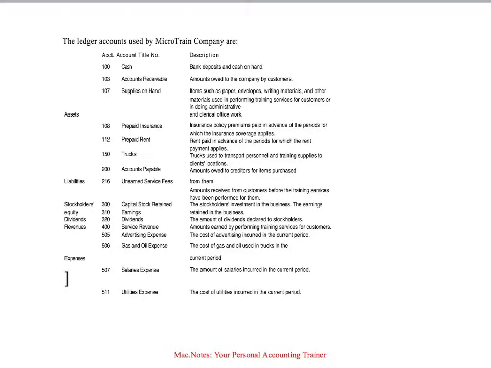Here is an example. As you can see, the asset accounts all were 100 up to here. Then we have the liability accounts, 200, the equity accounts, then the service revenue accounts, and the expense accounts. These are the actual ledger accounts of a company called Micron Company.